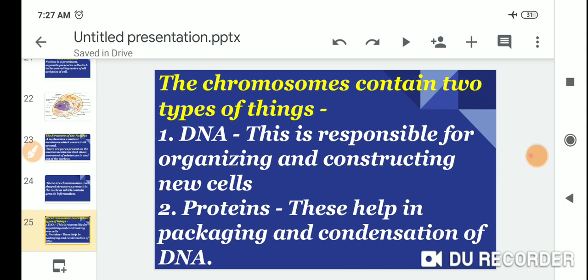The chromosome contains two types of things. First one is DNA, which is responsible for organizing and constructing a new cell. Second one, proteins. These help in the packing and condensation of the DNA.